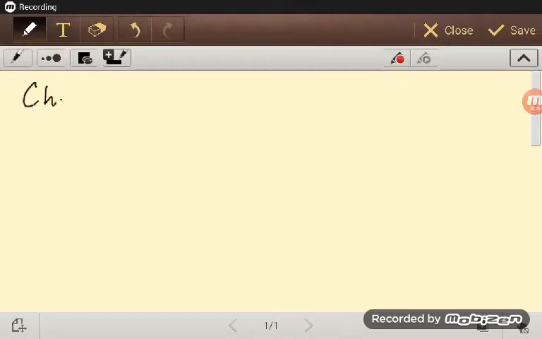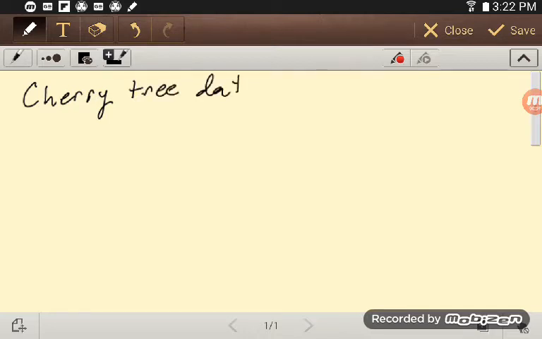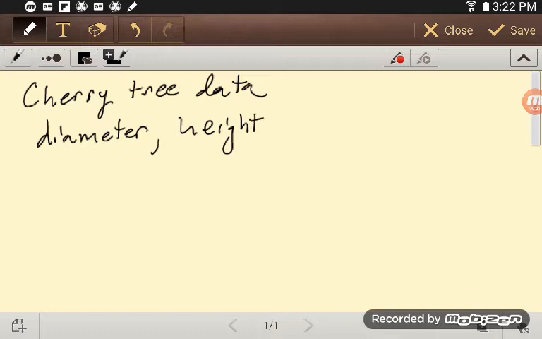Let's talk a little bit about the cherry tree data. The main thing that we have is diameter, height, and volume. Those are the raw measurements. And what we'd like to do is look at this idea of the dependency between volume and diameter and height, and we'd like to get the best model we can.